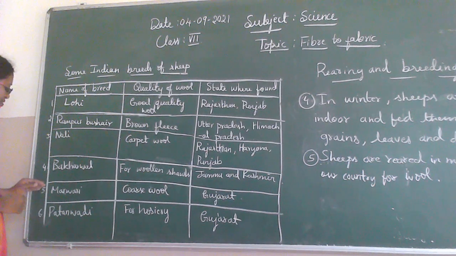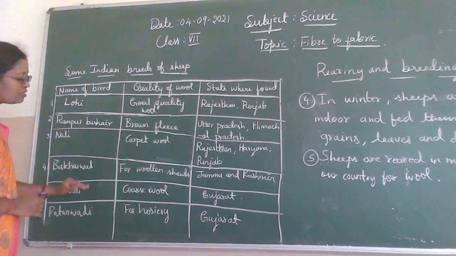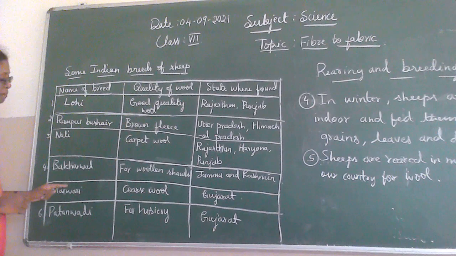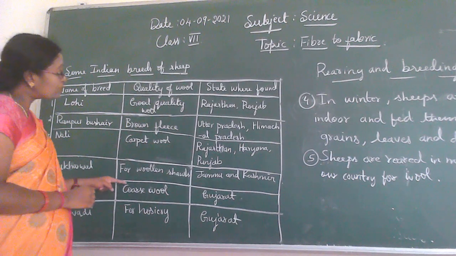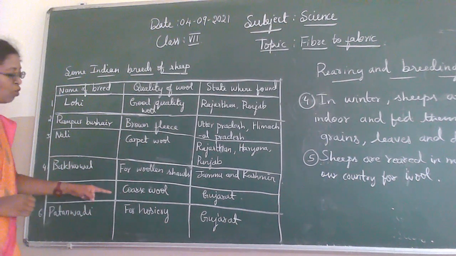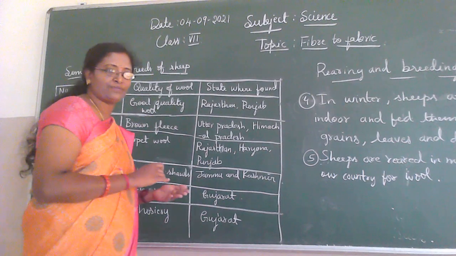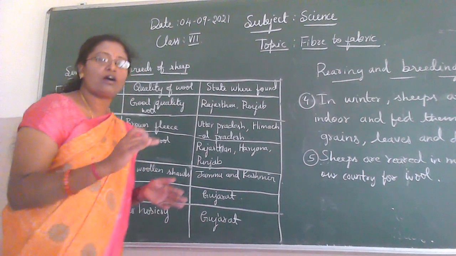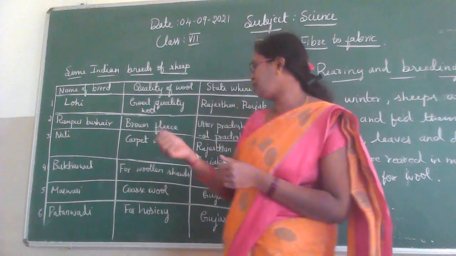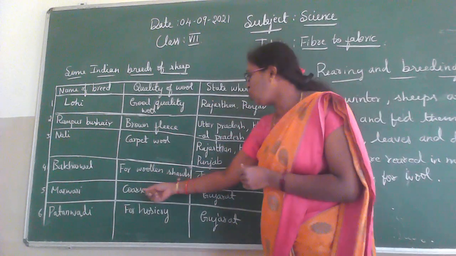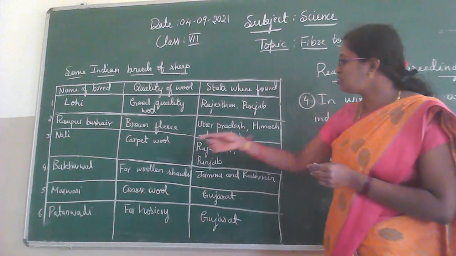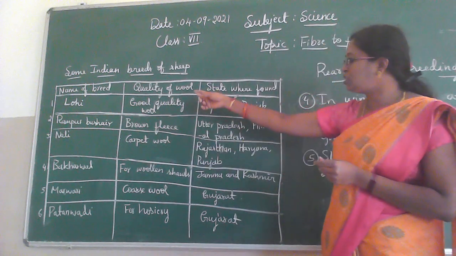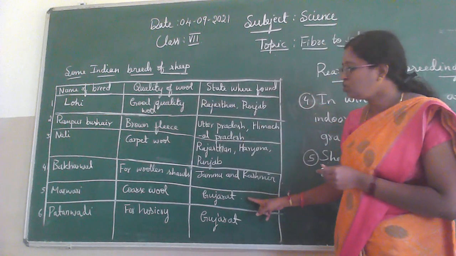So next one is Marwari. This is the name of a sheep breed. Its quality of wool is coarse wool. It is very hard. Coarse means hard. So it is a coarse wool. This Marwari breed of sheep is found in Gujarat.